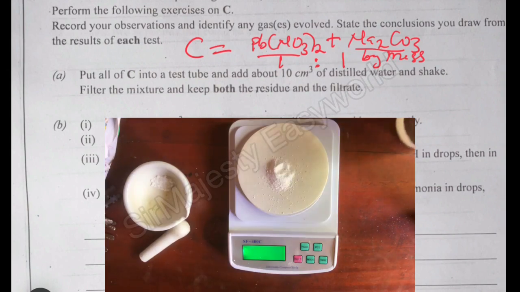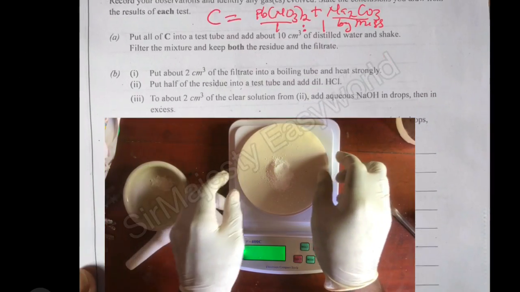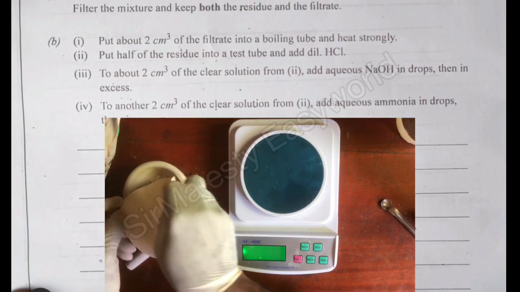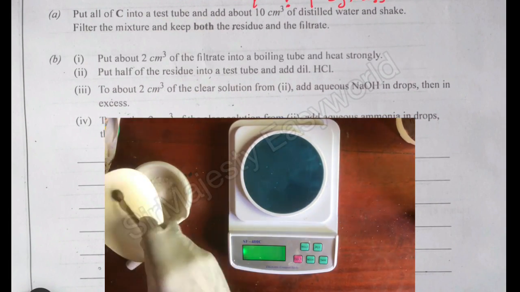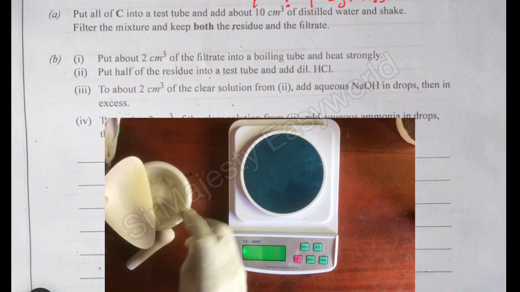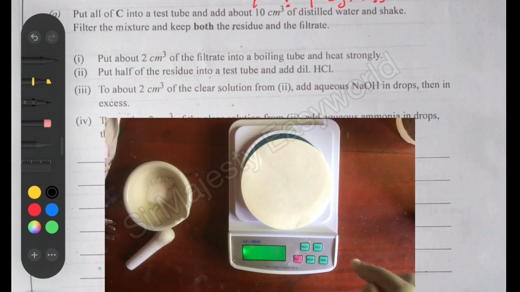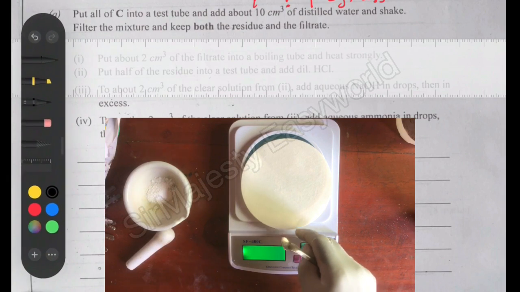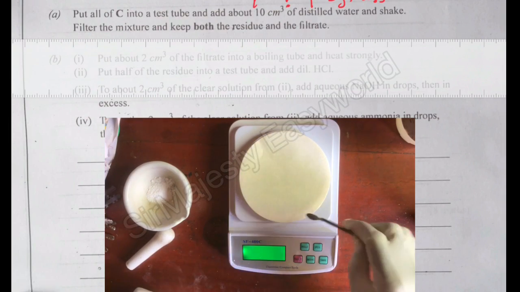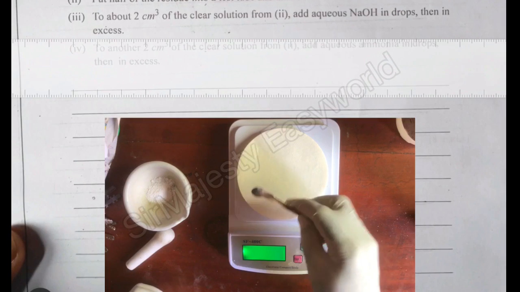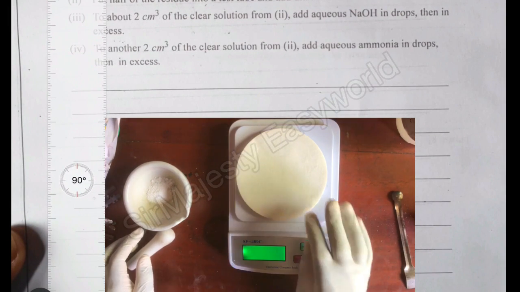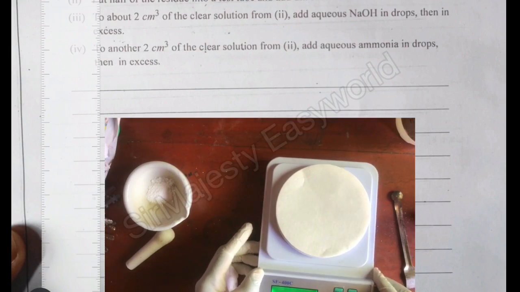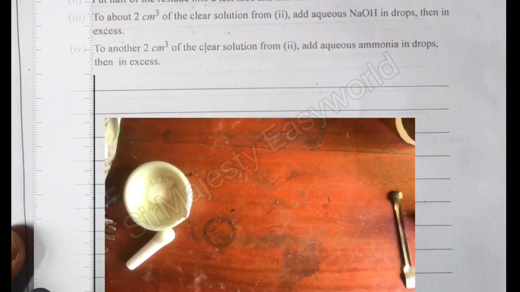Okay, I will be reporting exactly what I observed by myself. Put all of C in a test tube and add about 10 cm cubes. So we need our table. Have test, observation, and inference as usual. Thank God we have enough space. We're done with our weighing. Serial number. Keep this for filtration.